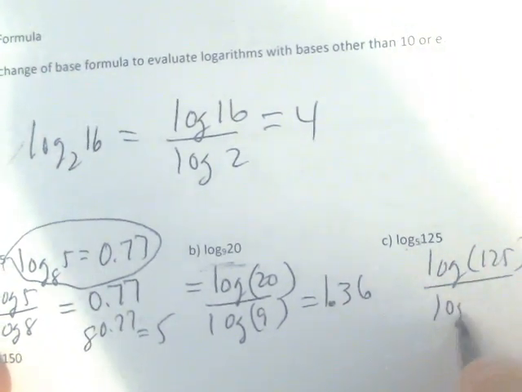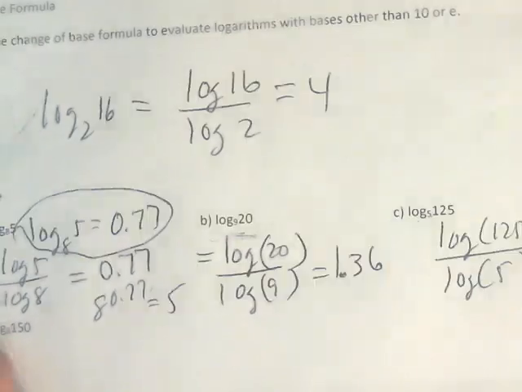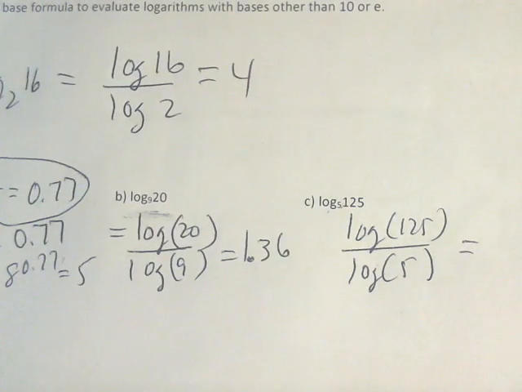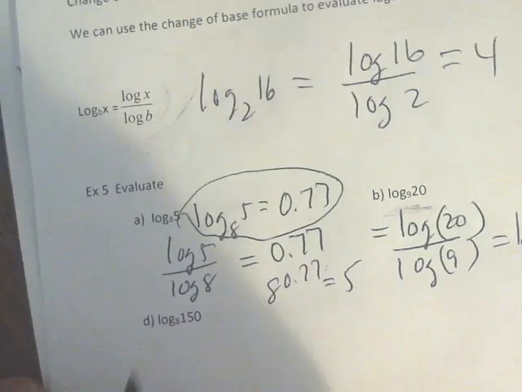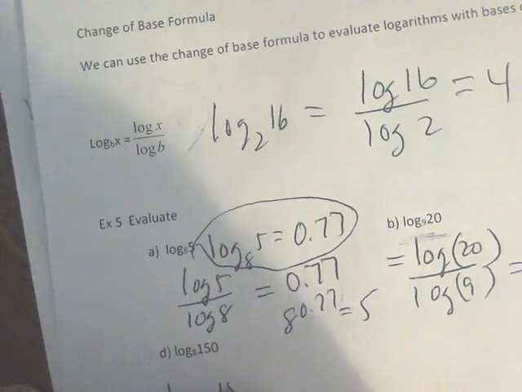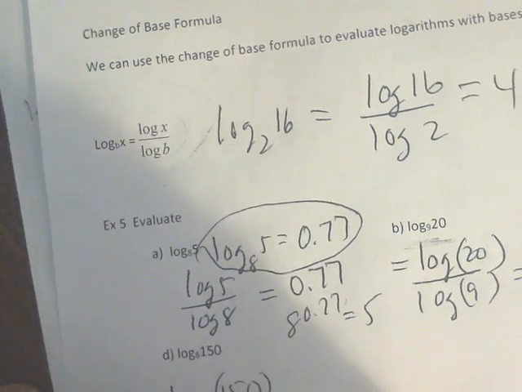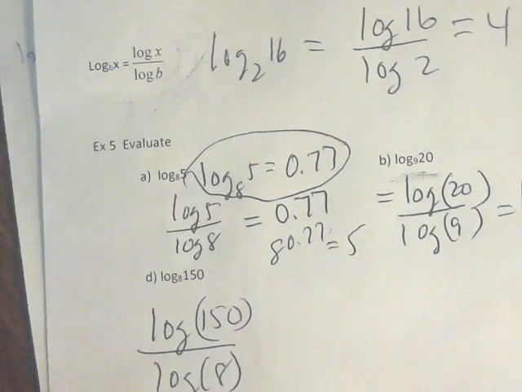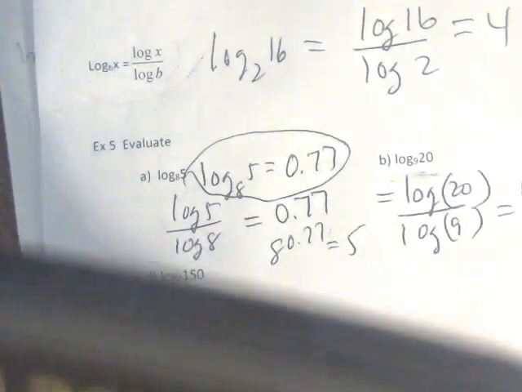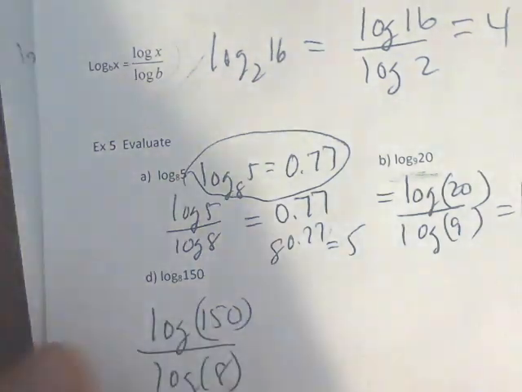Log base 5 of 125. See what you get for that one. Should be 3. And then lastly, log 150 over log 8. So log of the number divided by log of the base. So I do 150 log divided by 8 log, and I get 2.4.